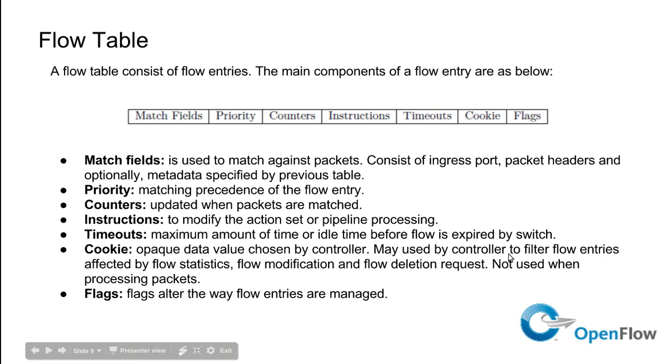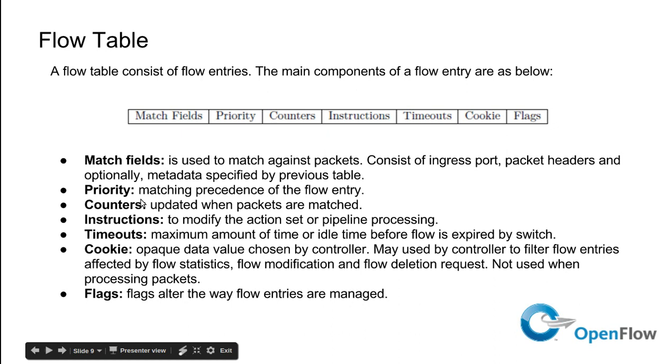Here we're going to talk about the flow table. Each flow table consists of flow entries, and these are the main components of the flow entries. We have match fields, which are used for finding a match, and they can be either the ingress port, packet header, or some metadata specified from the previous table.